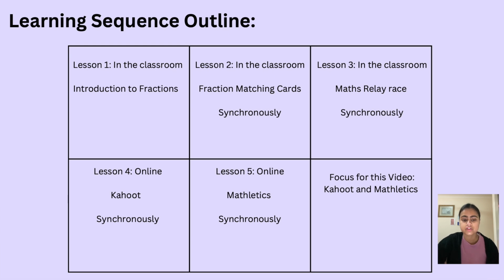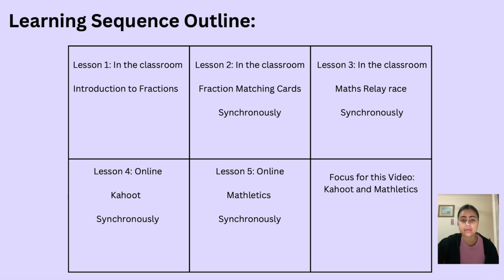During Lesson 2, students will play a game called Fraction Matching Cards. The materials needed for this activity are cards with different fractions written on them. The teacher will create pairs of cards with equivalent fractions. Students will place the cards on the table, making sure they cannot see the fractions. Students will then flip 2 cards at a time, and the objective is to find the matching pairs.